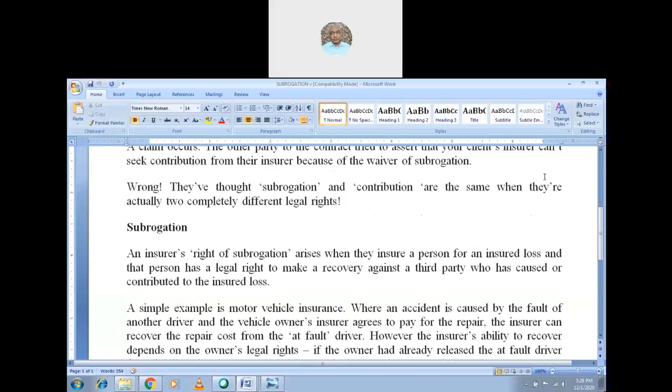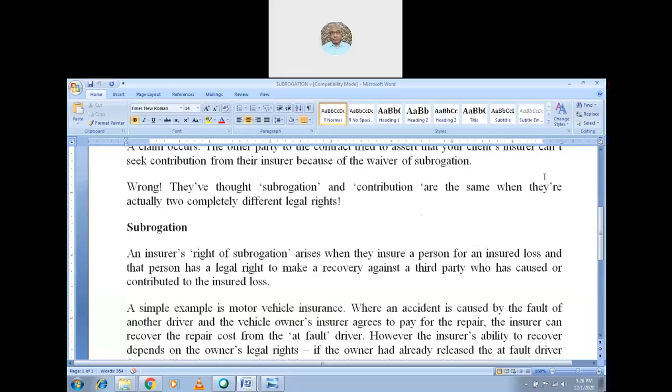A simple example is motor vehicle insurance. Where an accident is caused by the fault of another driver, and the vehicle owner's insurer agrees to pay for the repair, the insurer can recover the repair cost from the at-fault driver. Yes, they can recover from the at-fault driver because the insurer was ready to pay the losses which occurred, the damage to the car.